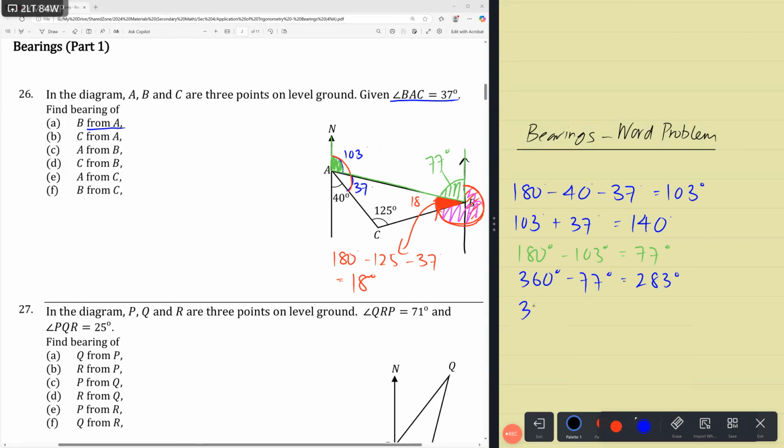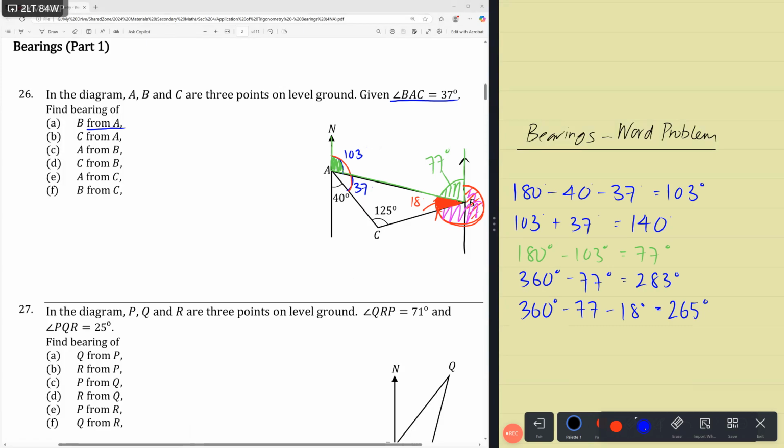So this small angle here is 18 degrees. Therefore, our bearing is equal to 360 minus 77 minus 18 degrees. Then you will calculate your answer to get 265 degrees. For some of you, you might do a shorter method, which is to just take 283 minus 18 degrees, because we can just take the bearing of A from B minus the value of that angle, 18 degrees. All right? Let's finish off the last two questions.